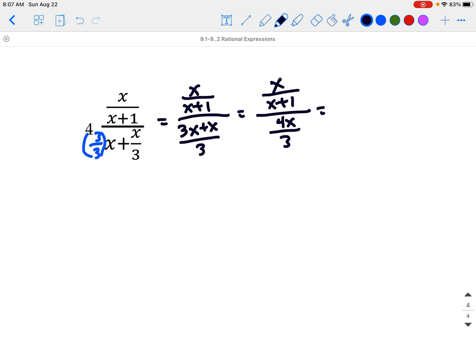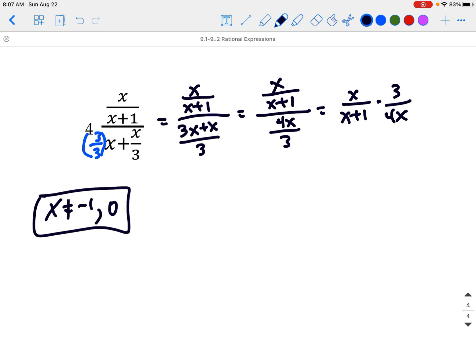And then from here, we can see that we're going to write this as x over x plus 1 times 3 over 4x. We should note our undefined values, so we're not going to equal, well, if we look at this denominator, -1 is undefined. And then here, this just can't equal 0, and that would be true when x is equal to 0. So it looks like -1 and 0 are the only undefined values. And then we can just do a little cancellation here. So we'll end up with 3 over 4 times x plus 1.